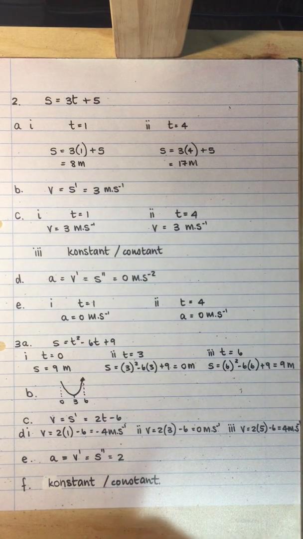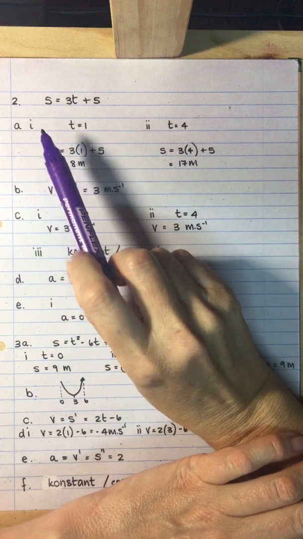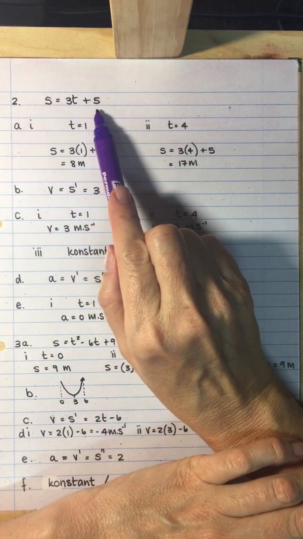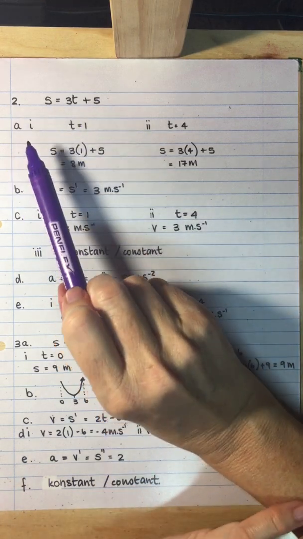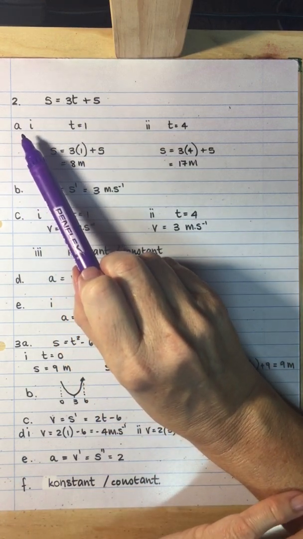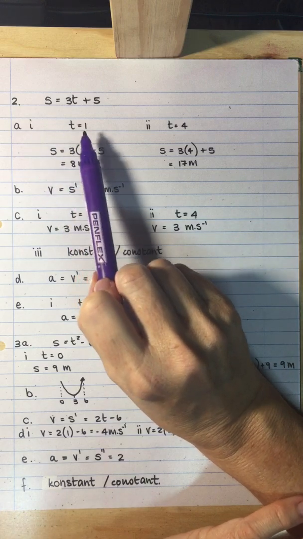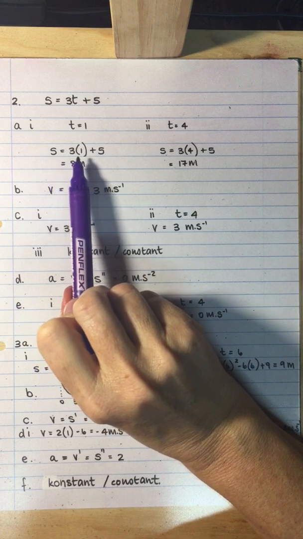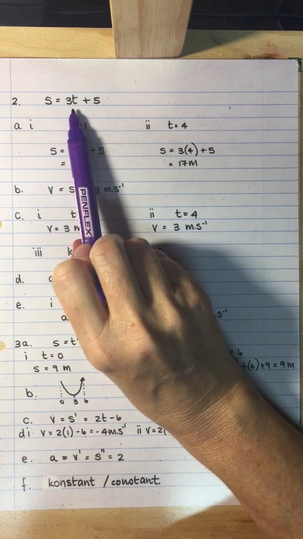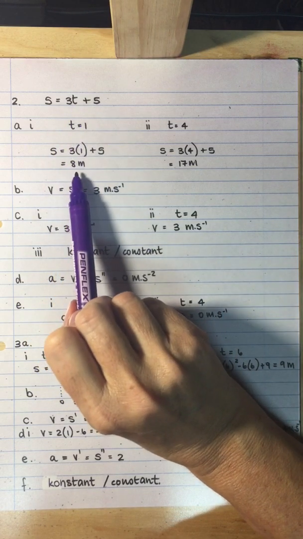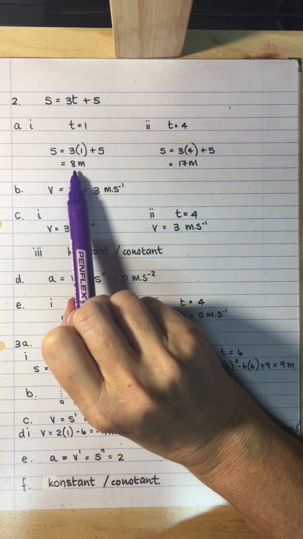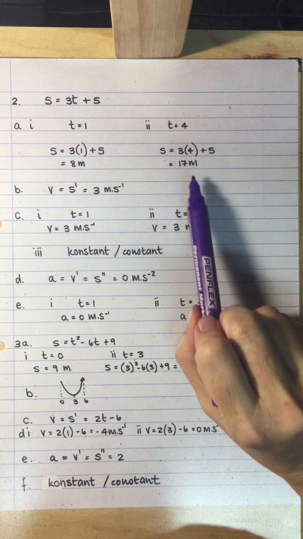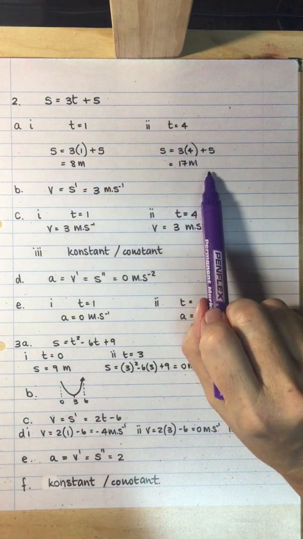Question 2. The displacement of a particle is given by S = 3t + 5. We need to determine the displacement of the particle at certain times. We can substitute the time into the equation for the displacement and find the displacement. At 1 second, it's 8 meters, and at 4 seconds, 17 meters.